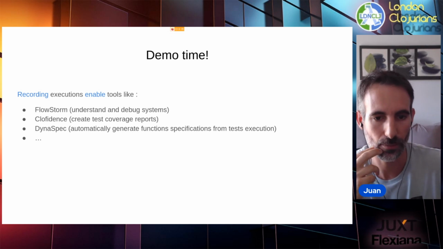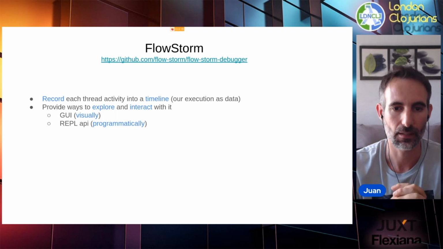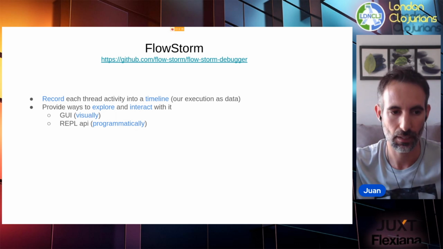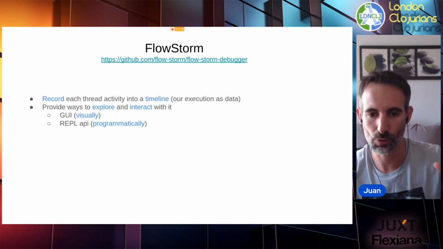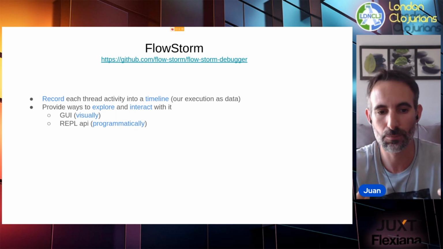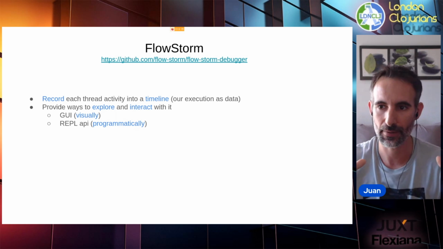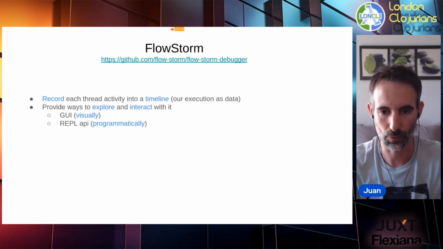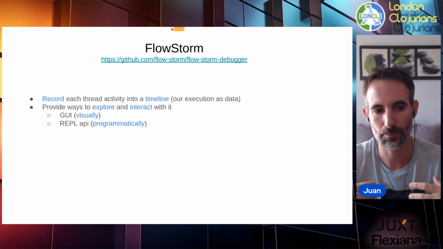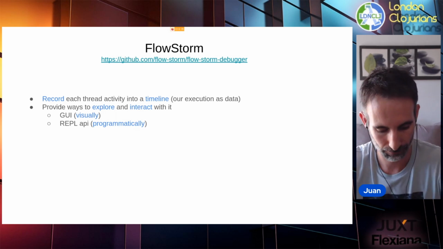So we are going to start with FlowStorm here. For people that don't know, FlowStorm is a tool that allows us to record each thread's activity into a timeline when we run our system, and then we have our execution as data. FlowStorm then provides ways to explore and interact with that execution. It provides visual means, a graphical user interface where we can explore what happened with our execution, and a REPL API, so we can programmatically explore the thing. And we're going to see examples of both of them.